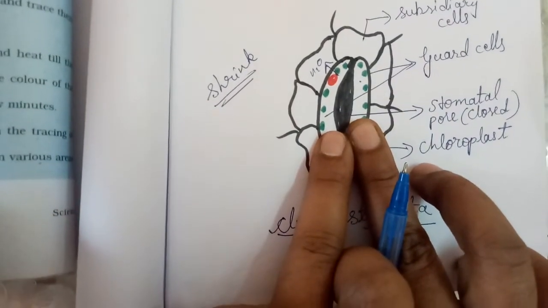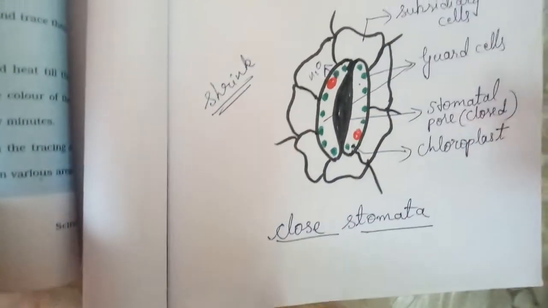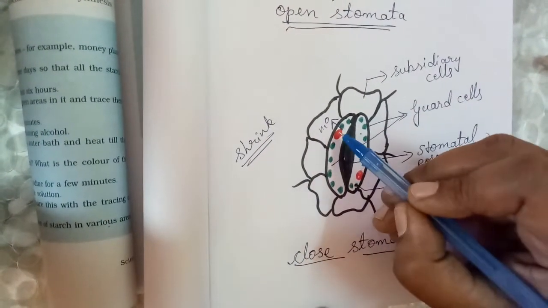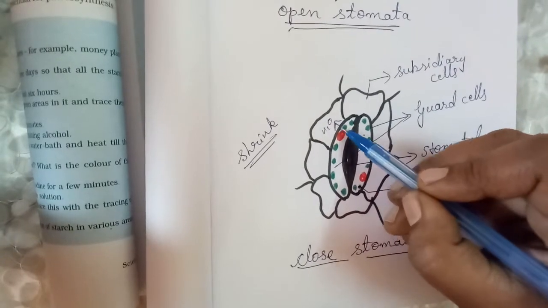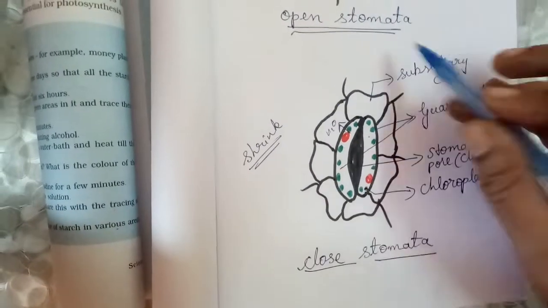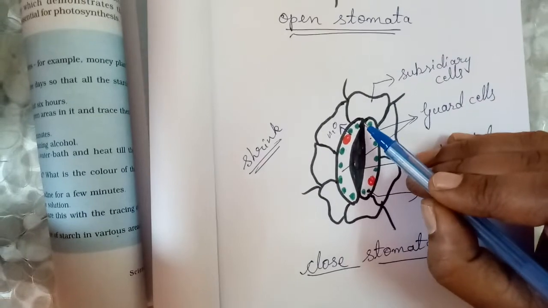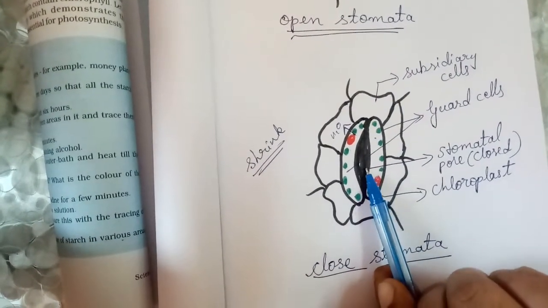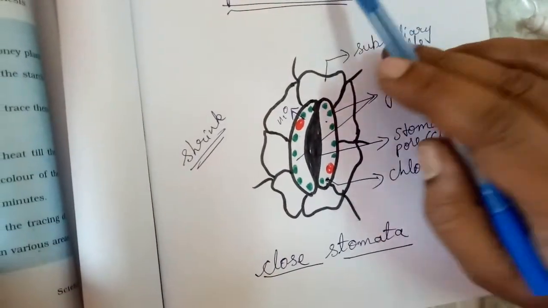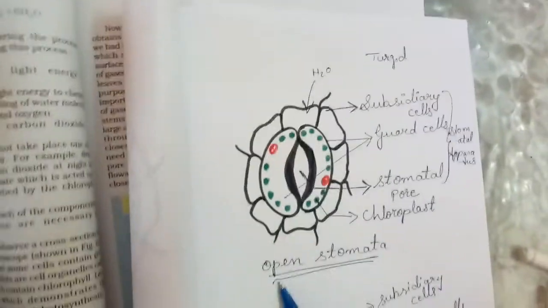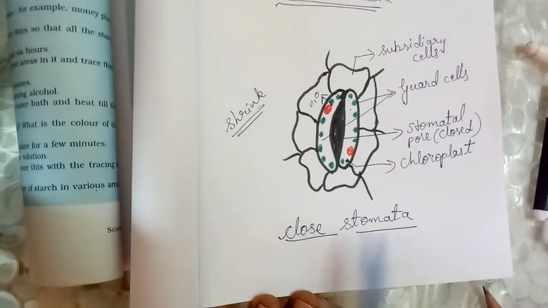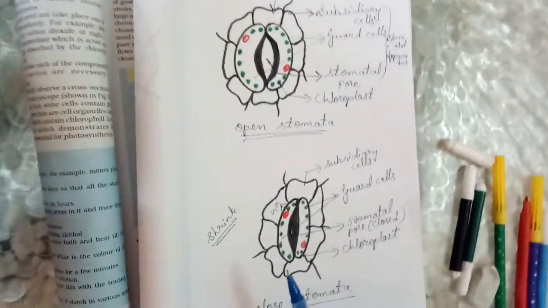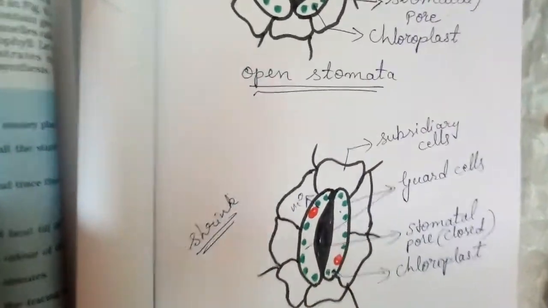And when the pore closes, what will happen? The exchange of gases will not take place. So this is how the closing of stomata happens. When the water moves out of the guard cell into the adjacent cells, it makes the guard cell shrink in size and makes the stomatal pore close. So this is how the mechanism of the opening and closing of a stomata takes place, because of the movement of water inside the guard cells and outside the guard cells.